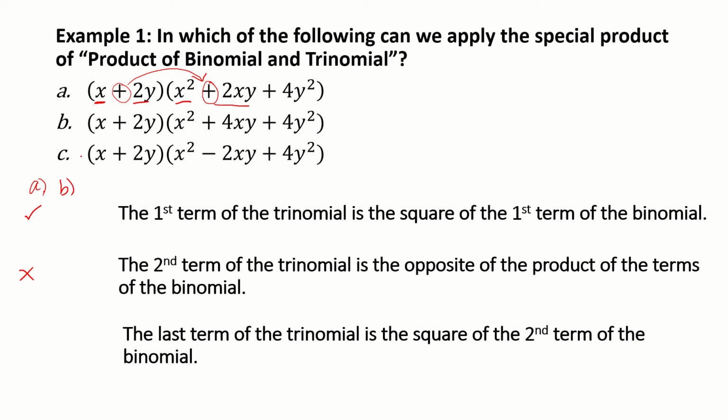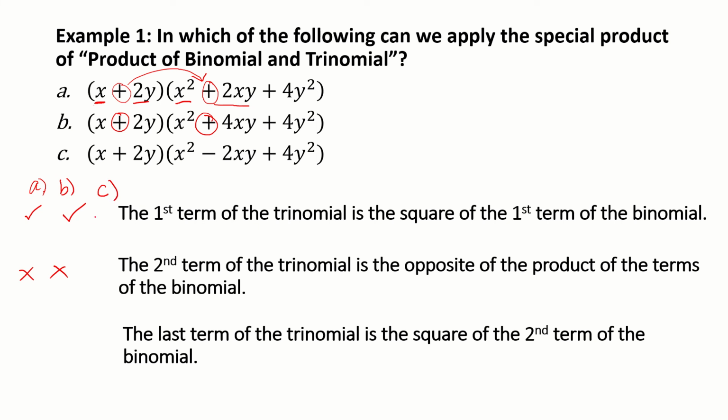So in B, I think they have the same given from A. So the first condition is already okay. The second condition, same. It's both plus. So that means the special product that we have just discussed, the product of binomial and trinomial, is not applicable anymore. So let's proceed to C to check.